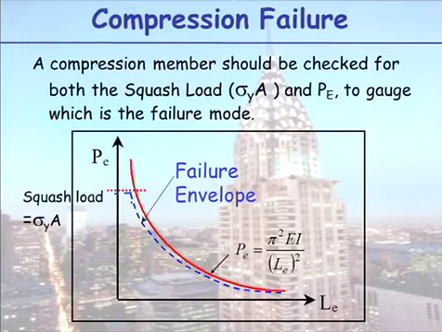So rather than work out which type of failure we have, what the standard procedure is to do is check both cases. So if I assume it's going to yield, this is how big it has to be. If I assume it's going to buckle, this is how big it has to be. And then I choose the bigger of the two.